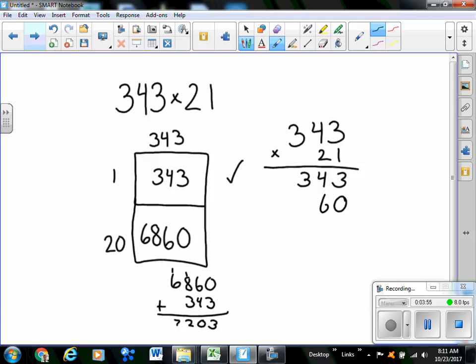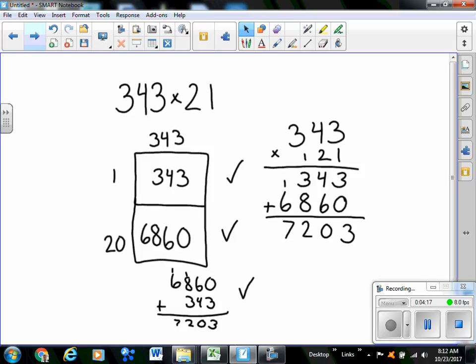Now we need to go over to the 2, add a 0. 3 times 2 is 6. 4 times 2 is 8. 3 times 2 is 6. It matches. Check. Add them together. 3, 10, 12, 7. So we should get 7203 and 7203. Checkmate. It matches.